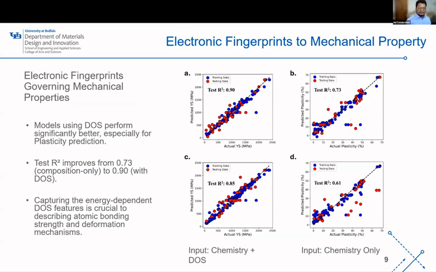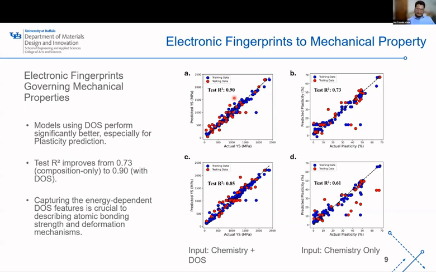Here we are comparing two different sets of models. As you can see, the figures on the right side, B and D, are solely trained on chemical information data, and the other, A and C, are trained on density of states on top of chemical information. And you can see that our prediction accuracy increased from 73% to 90% on prediction of the yield strength when we added electronic configurational data into the model.